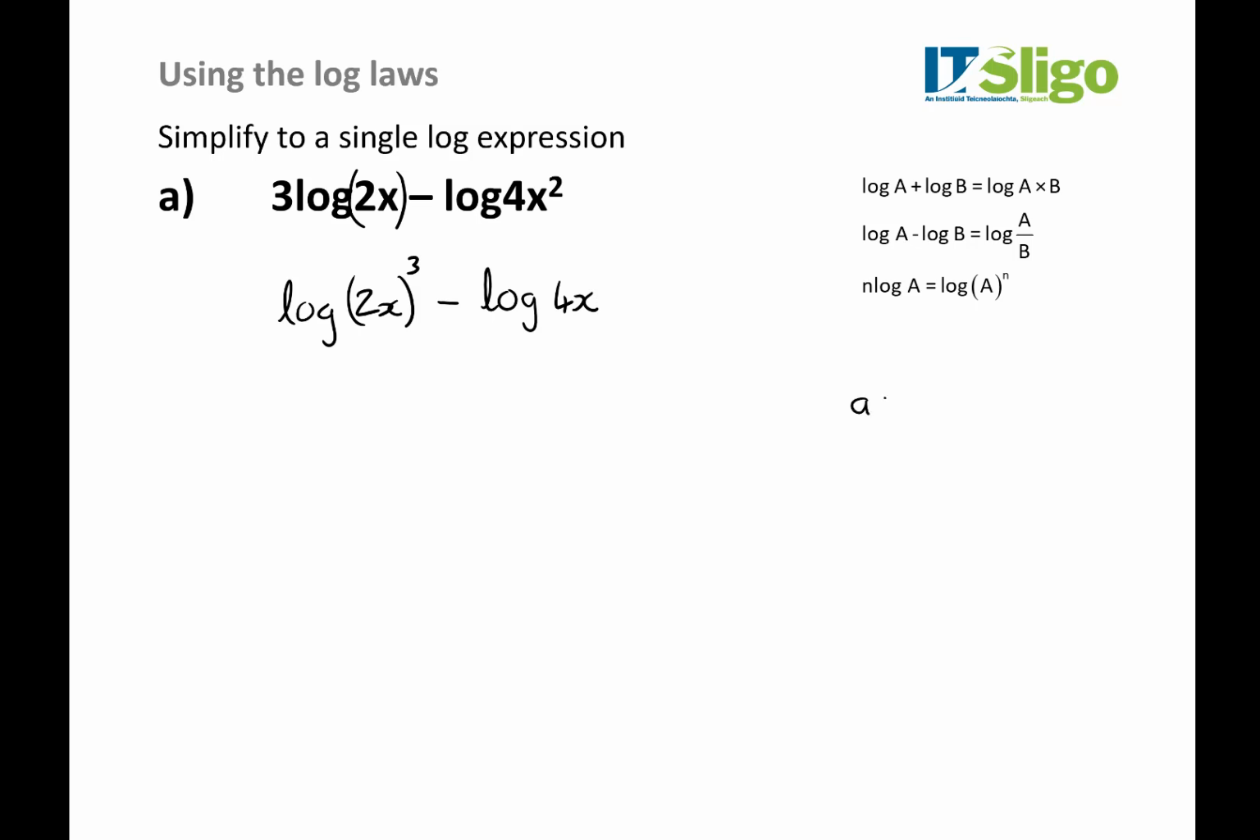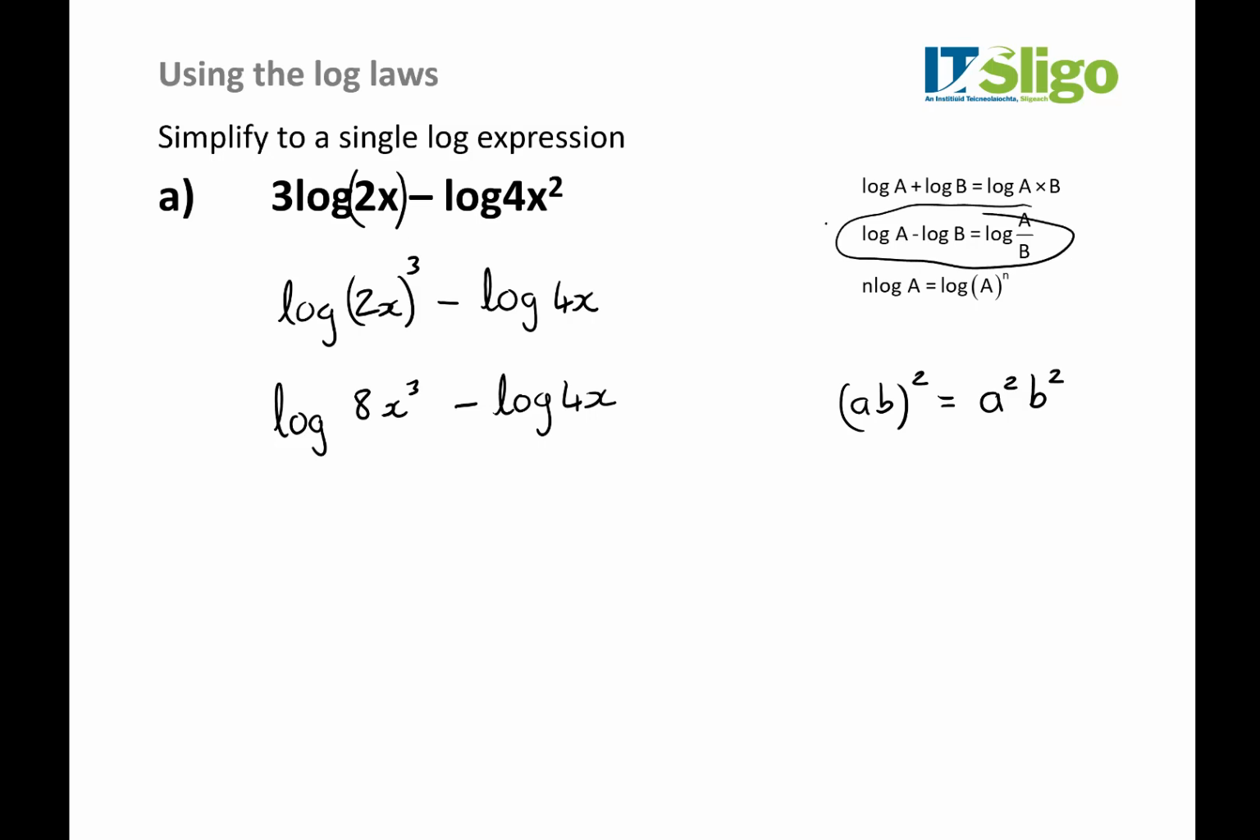Now remember, if we have (ab) squared, each part of the term gets squared. So it's the same here. The 2 is going to get cubed. Be careful. So we're going to have the log. Essentially, it's going to be 2 cubed x cubed. But 2 cubed, be careful, it's not 6. 2 by 2 by 2 is 8. The second term is still unchanged. And now we have clean logs. There's no numbers in front of them. They're being subtracted. So we're going to use rule 2.